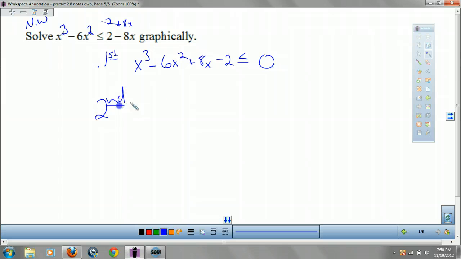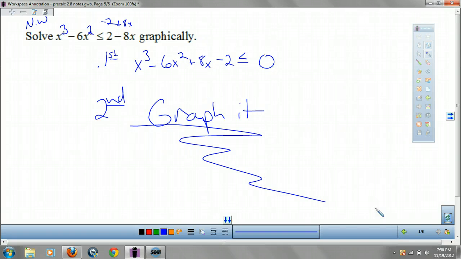Second, graph it. I'm going to do that one in class tomorrow, so that we can go through the keystrokes on the calculator, because I don't have that program with me. And we'll make sure that you guys know how to do that.